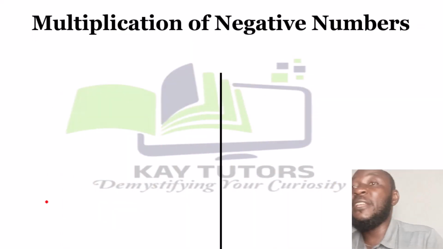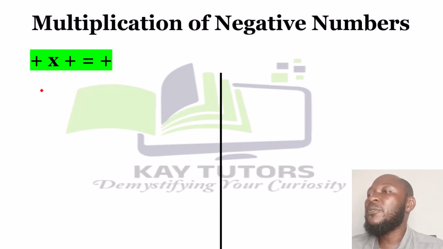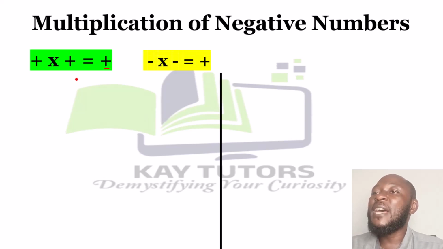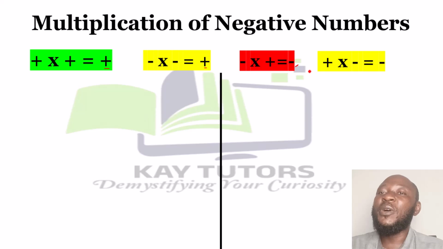Multiplication of negative and positive numbers. Whenever you have plus times plus, the answer is always plus. And whenever you have minus times minus, the answer is as well plus. Whenever you have minus times plus, your answer here is minus. And whenever you have plus times minus, your answer here is also minus.